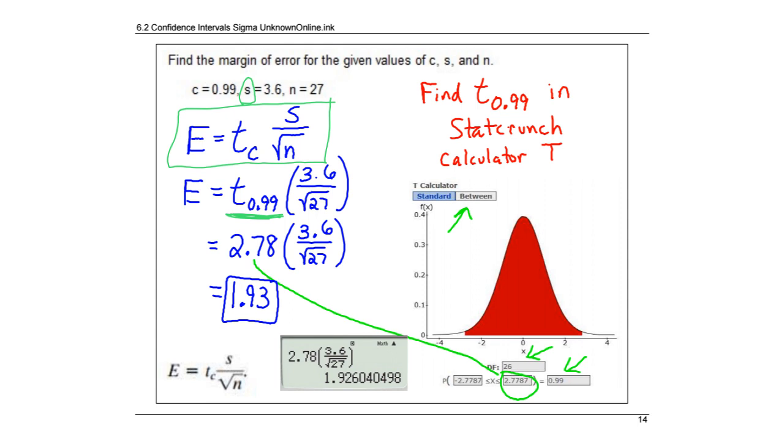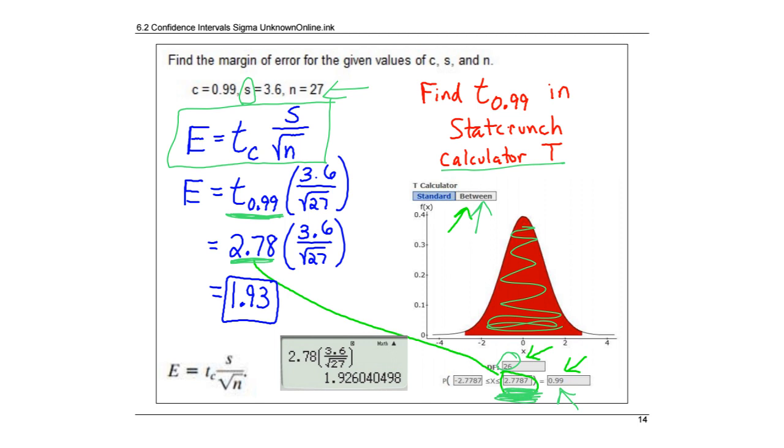So we're going to go into calculator T. We want to hit between. We want the area between the curve here. When we do that with the area in between, we're going to put our degrees of freedom. Well, our sample size was 27. Therefore, our degrees of freedom is 26. And we're going to put the 0.99 on this side, the confidence level. As soon as we do that, we hit compute, and we get our critical value of 2.78. So that's how I got the 2.78 right here, right from calculator T.